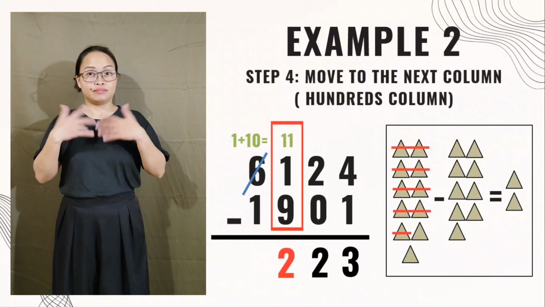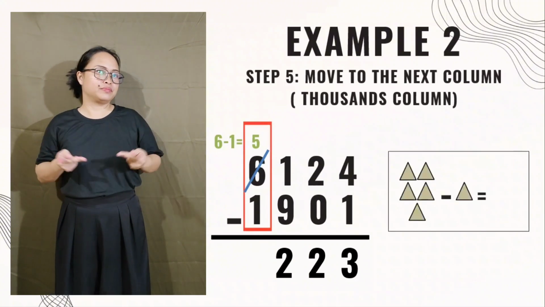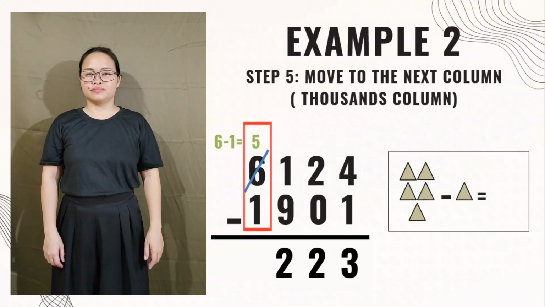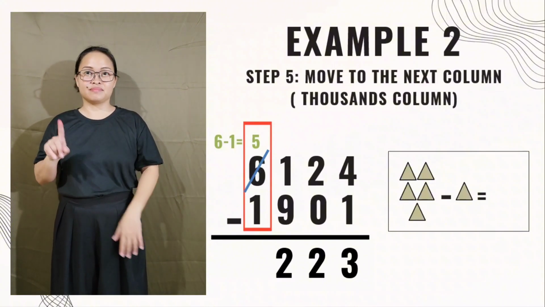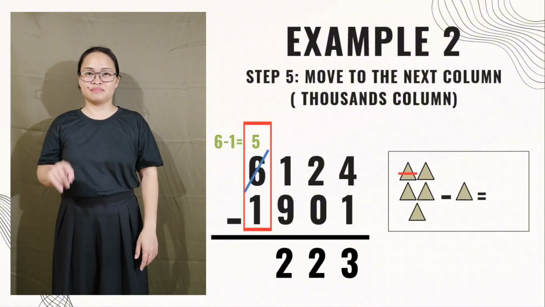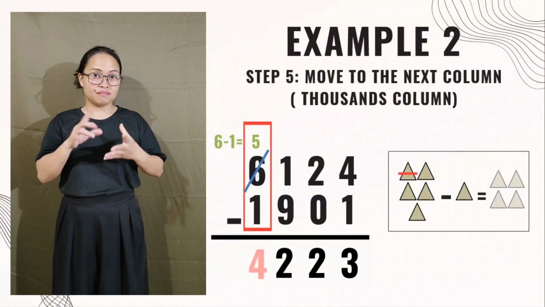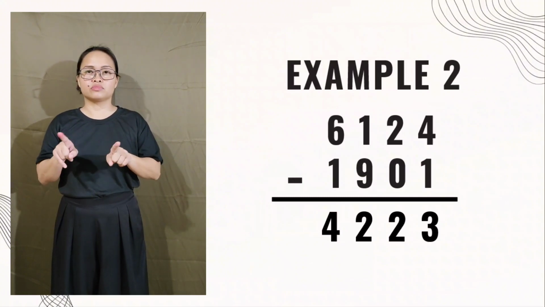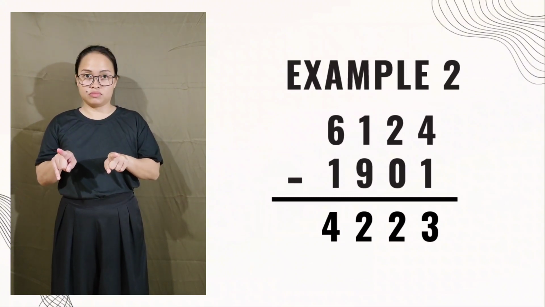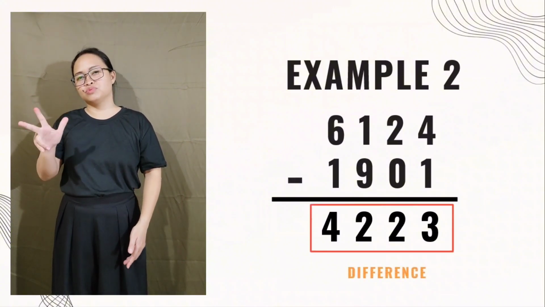Now lastly, move to the next column, or in thousands place. 5 minus 1, let's take away 1. So we are left with 4. Therefore, the difference between these two 4-digit numbers is 4,223.